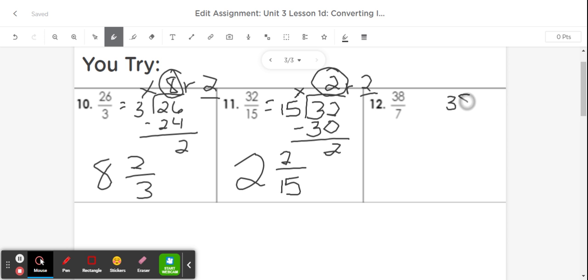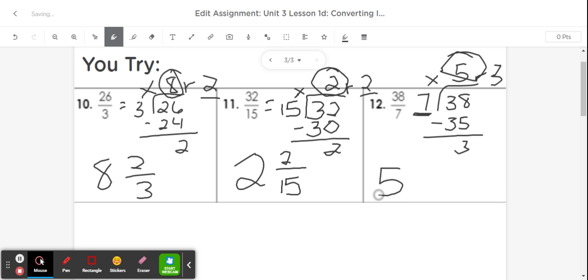Last one, 38 divided by 7. Well, I know 7 times 5 equals 35. If I subtract it, I get 3. The remainder is 3. Now remember, when you're dividing, if your remainder is ever bigger than the number outside that we're dividing by, or the divisor, you didn't take enough out. So you can't have a bigger remainder than the divisor. All right, so whole number, remainder, pieces, denominator stays the same. Great job.